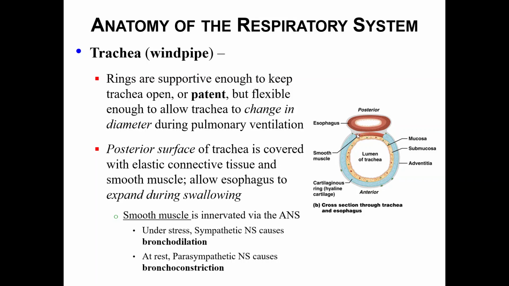Now, that smooth muscle itself within the trachea is innervated by your autonomic nervous system, which I'm sure will not come as a shock to you at this point. Under stress, your sympathetic nervous system kicks in and we activate bronchodilation. So we increase the diameter and we take in more oxygen. At rest, your parasympathetic nervous system takes over, which causes bronchoconstriction, which really just allows the diameter to go back to original shape. We're not really going to go extra small, we're just going to go back to the original.